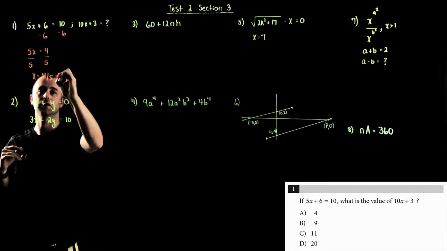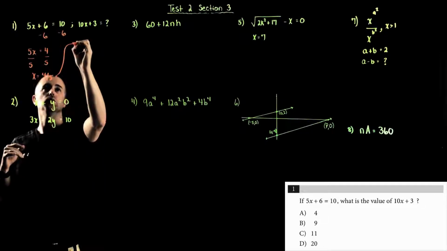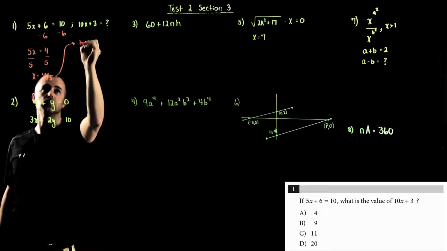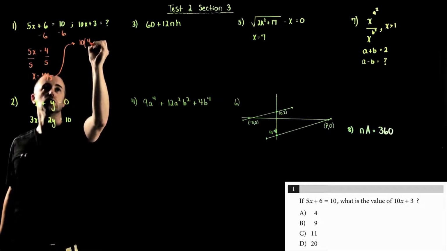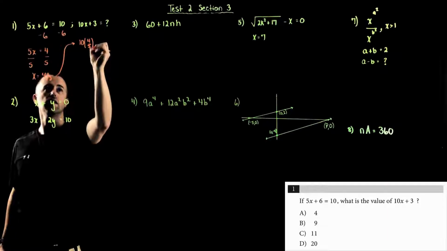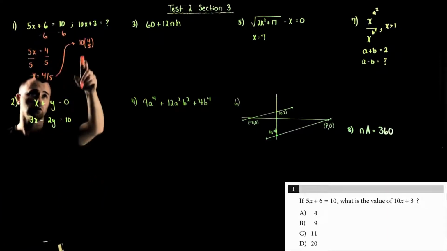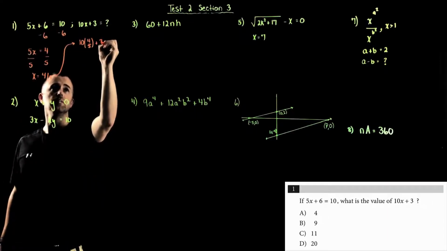So I'm going to take this number right here, and I'm going to plug it into the expression 10x plus 3. So I'm going to go 10 times 4/5. Be aware you do not have a calculator on these. So 10 times 4/5 plus 3.